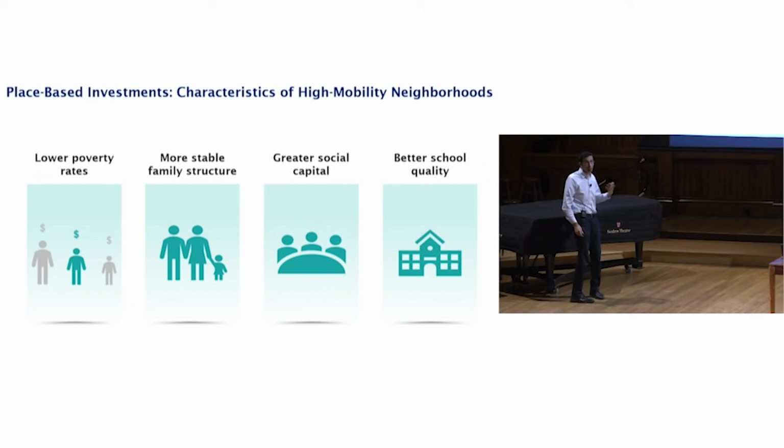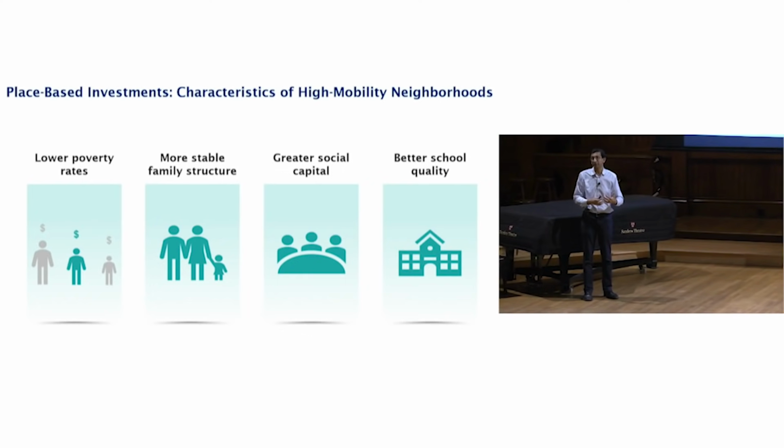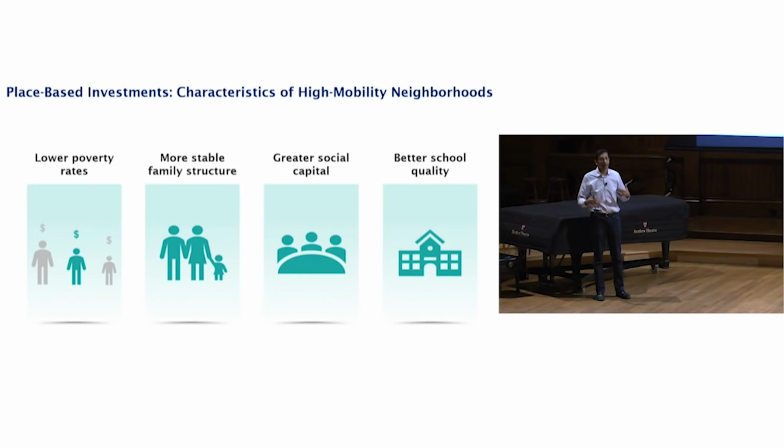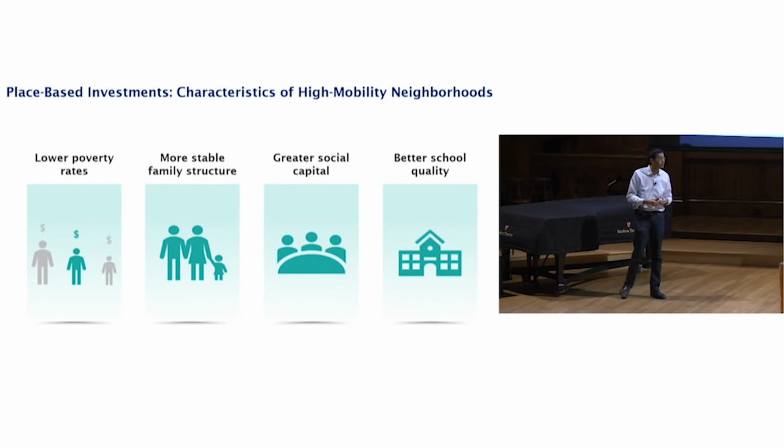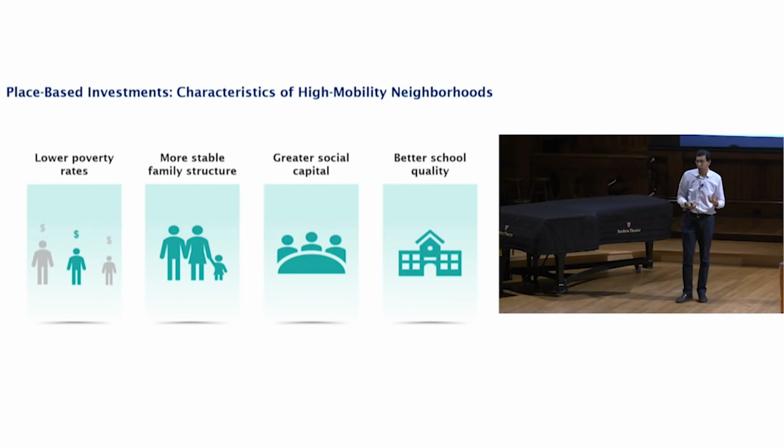Second, places with more stable family structures, so a larger share of two-parent families. Third, places with more social capital, so more connections between low and high-income people. As I said before, a place where somebody else might help you out even if you're not doing well. Salt Lake City with the Mormon Church, that sort of thing. And then fourth, as you might expect intuitively, places with better school quality.